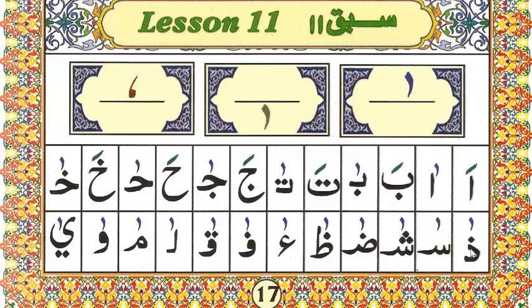Dhal. Dhal, soft sound. Dhal standing fatha dha. Sin standing fatha sa. Or you might say, of course, sin standing zabur as well, as some students are used to say zabur. So you can say zabur as well. Shin standing fatha sha.